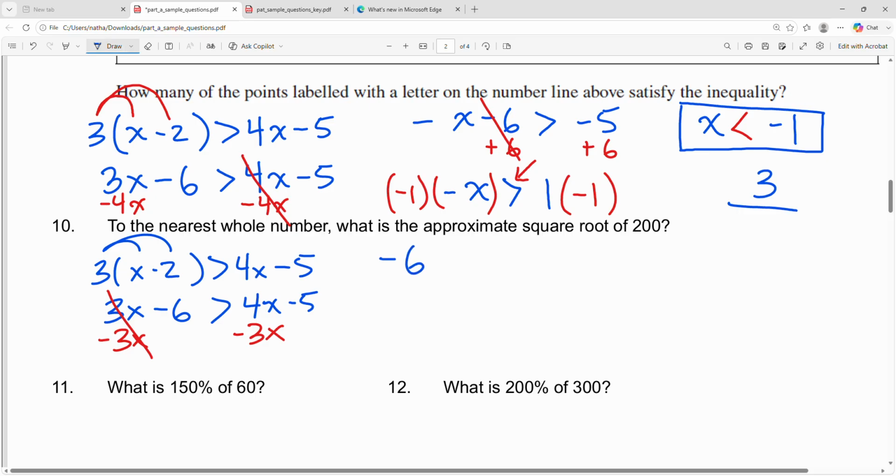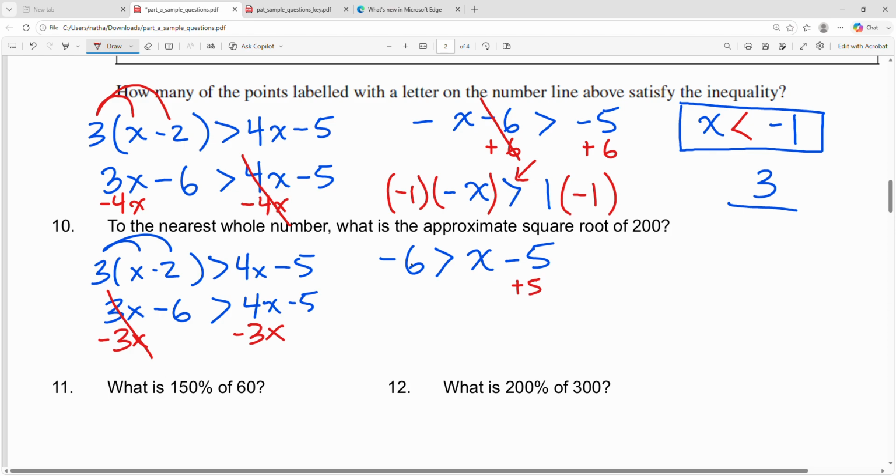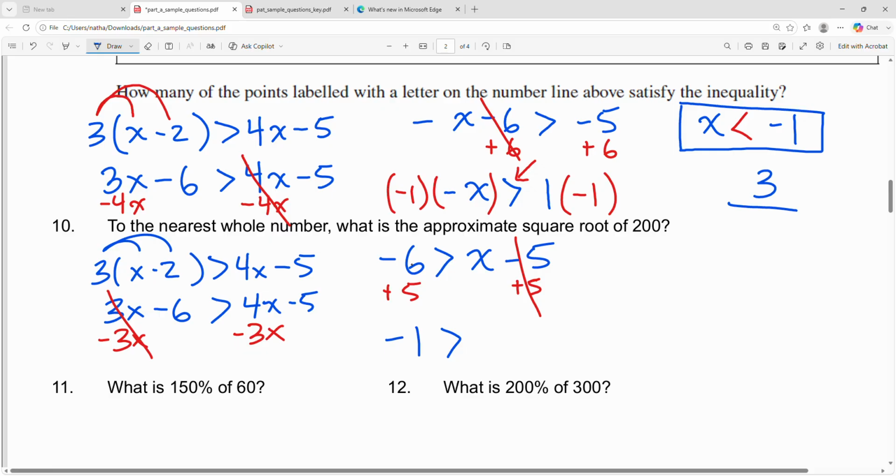So I have negative 6 is greater than 4 minus 3, which is 1, positive 1, so it's just 1x or x. Don't need to write the 1. So I've got x, and I still have my negative 5. Now I've got to get rid of my negative 5, so I'm going to bring that over to the other side. That's going to become a plus. Or we can look at it this way, that we're doing the same to both sides as we always do. Those are gone. Negative 6 plus 5 gives us negative 1 is greater than x. Okay, great.